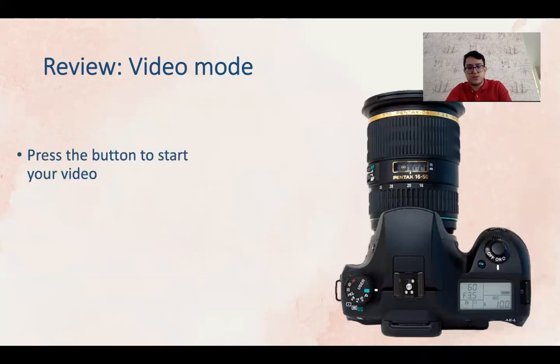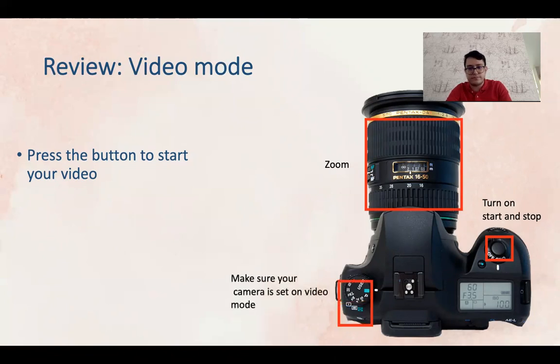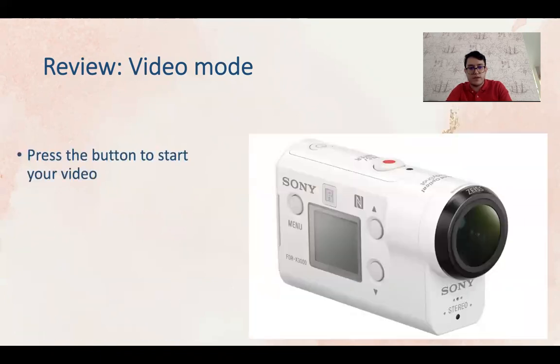Press the button to start the video. So turn on and start and stop. This is the zoom in area, zoom in and zoom out. This is for the part that you have to make sure the camera is set on video mode. Press the button to start your video.